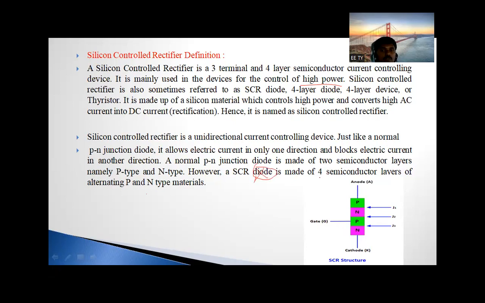SCR is made up of four semiconductor layers of alternating P and N-type materials. So P, N, P, N. It is made up of four different layers: P-type material, N-type material, P-type material, and N-type material. All these four layers have different doping levels.